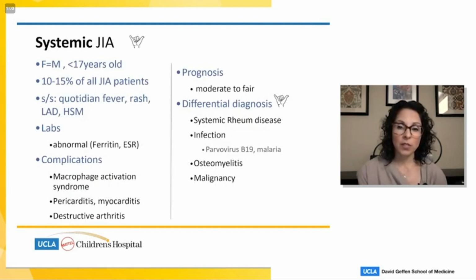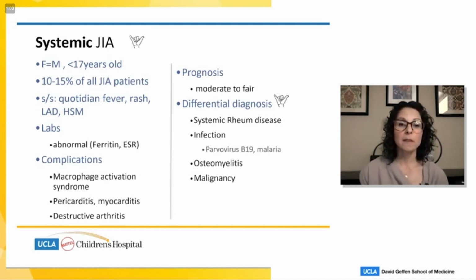Moving on to systemic juvenile arthritis. As you can see here, it's essentially equal in terms of gender equity. Females equals males, typically less than 17. Otherwise, there is an entity called adult onset Still's disease.